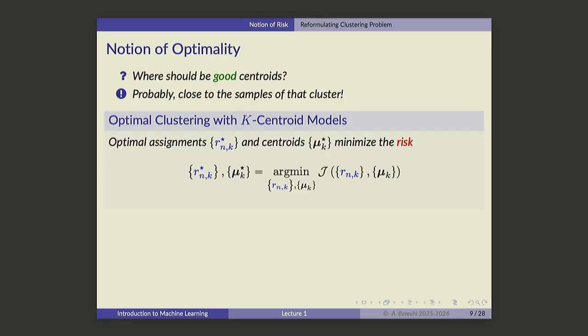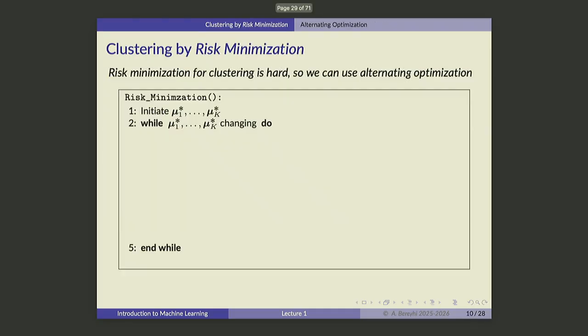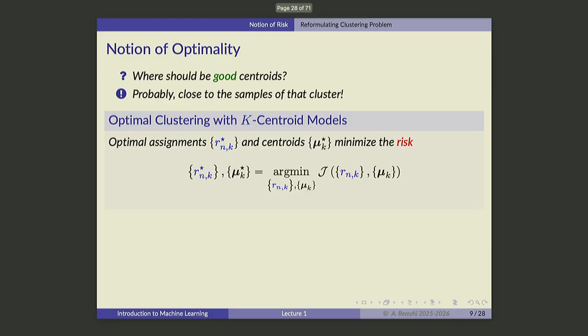Now, what do people do when they want to solve such a problem? There is one trick that we call alternating optimization. We look at the variables that we have in our problem. For example, in this expression, if I fix R, then it's not a very hard problem to optimize it in terms of mu. Or if I fix mu, it's not a hard problem to optimize it in terms of R.